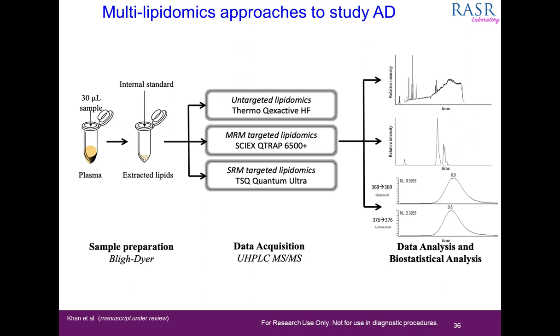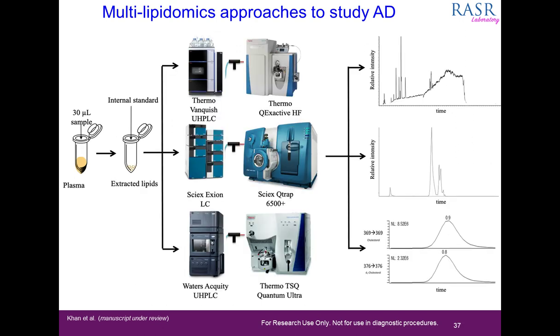The first strategy is an untargeted lipidomic strategy using a Thermo Q-Exactive instrument. The second strategy uses multiple reaction monitoring on a SCIEX QTRAP instrument that targets about 1,200 different plasma lipids that have been validated. And the last platform looks at single reaction monitoring on a TSQ Quantum Ultra instrument, where we just focused on lipids involved in the cholesterol pathway. All of these are subject to different kinds of data analysis and biostatistical approaches.